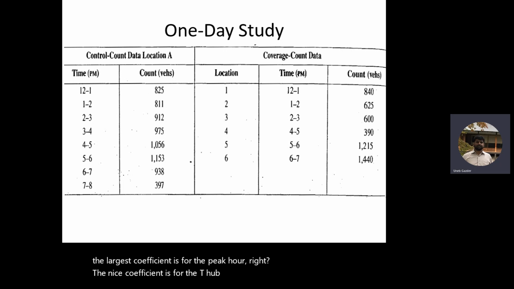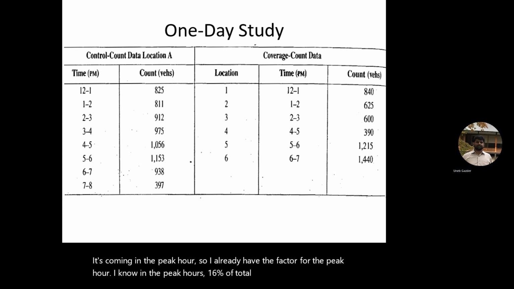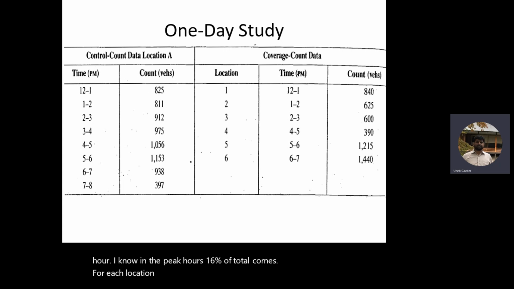Now I know the total, and they are asking you how much of this total is coming in the peak hour. So I already have the factor for the peak hour. I know in the peak hour 16% of total comes. For each location, I already have the total. I will calculate 16% of each one of them. This will be the peak hour volume. Got it? Clear? Okay, tell me the peak hour volume for each one of them.